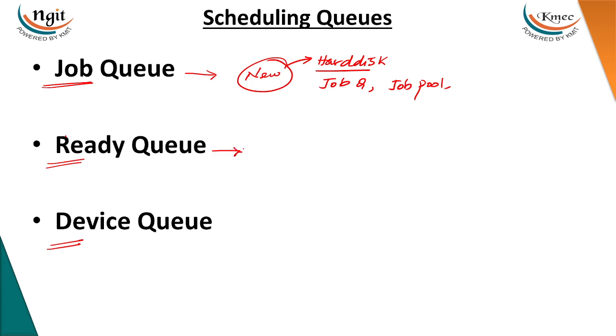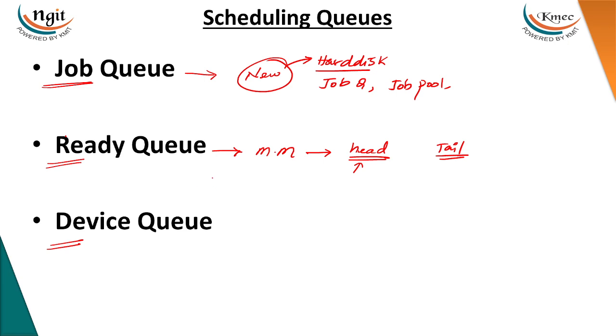Then, if a process is loaded into main memory, that process is put onto the ready queue. A process on the ready queue is ready to execute on the CPU, but it is waiting to be executed. The ready queue is implemented as a linked list, especially a circular linked list, with head and tail pointers. New processes are added to the tail, and the first process is at the head.